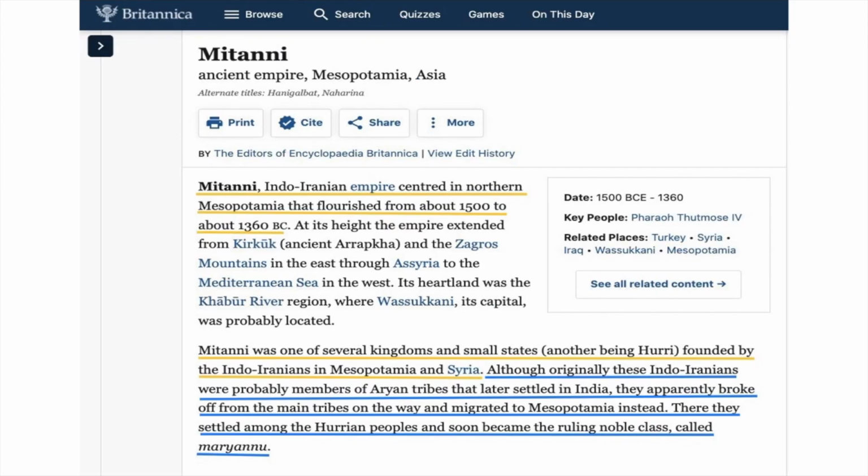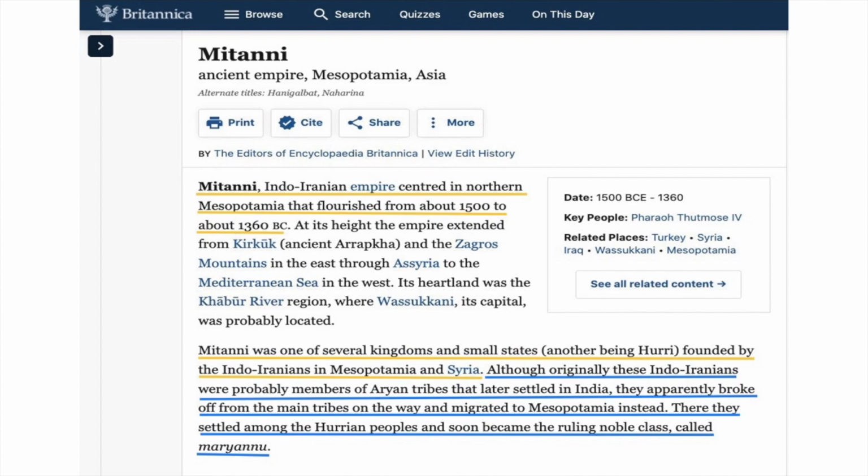This is from Mitanni of Britannica. Mitanni, Indo-Iranian Empire, centered in northern Mesopotamia that flourished from about 1500 to about 1360 BC. Mitanni was one of several kingdoms and small states, another being Hurri, founded by the Indo-Iranians in Mesopotamia and Syria. Although originally these Indo-Iranians were probably members of Aryan tribes that later settled in India, they apparently broke off from the main tribes on their way and migrated to Mesopotamia instead. There they settled among the Hurrian peoples and soon became the ruling nobility called Mari Anu.